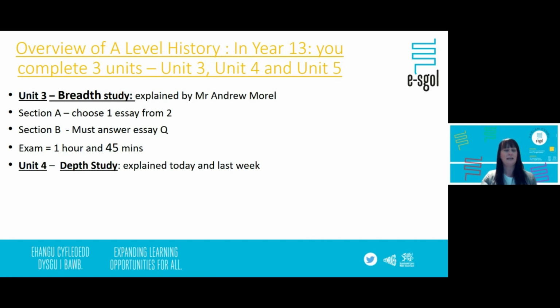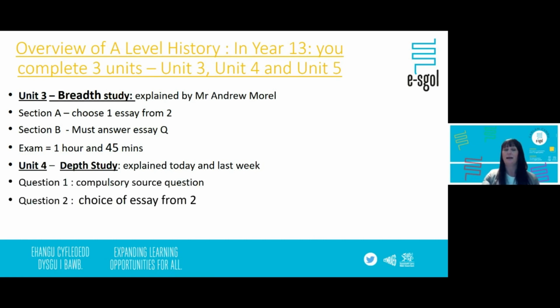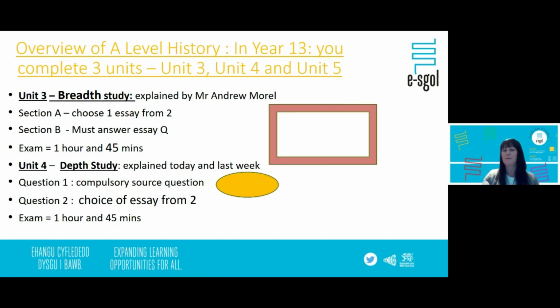You have your section A, section B and an hour 45 minutes exam. For your section A, you would choose 1 essay from 2. And for your section B, you would do a must answer question essay. Unit 4 is the depth study, and it's what I explained last week. I explained question 1, the compulsory source question, and this evening I'm going to be focusing on the choice of essay from 2 that you're going to have. The exam is another 1 hour 45 minute exam.